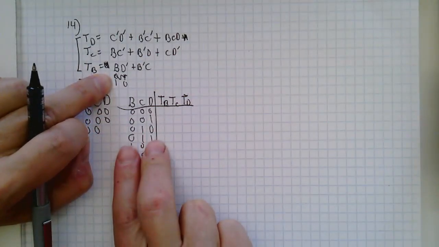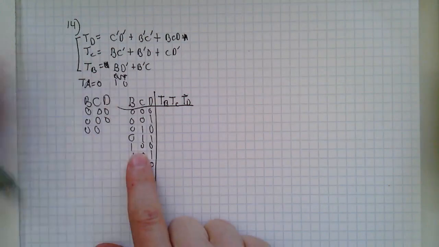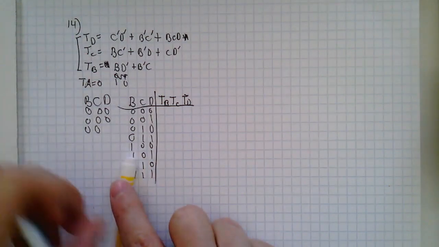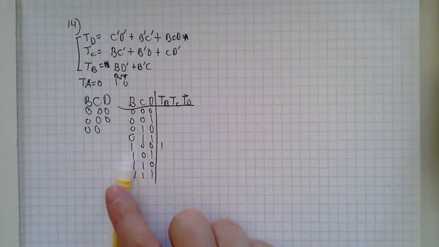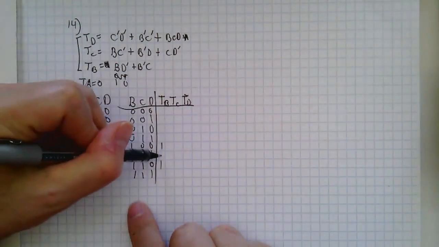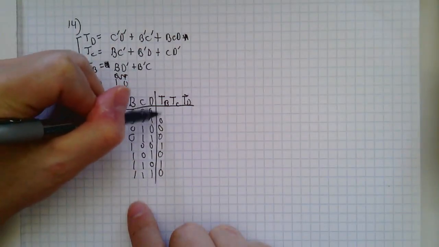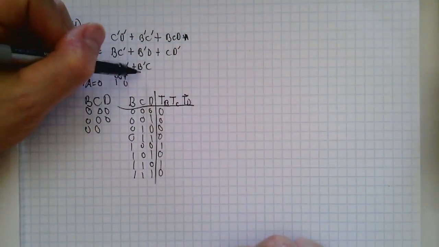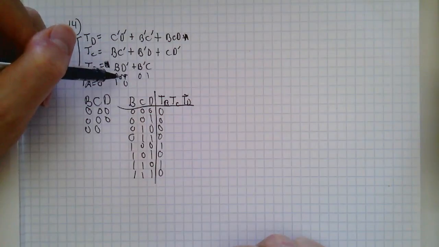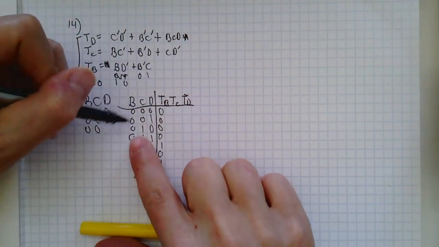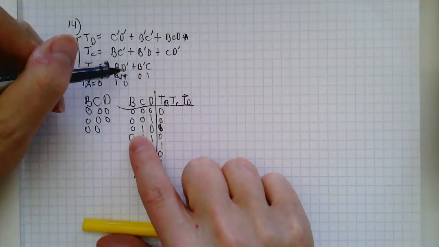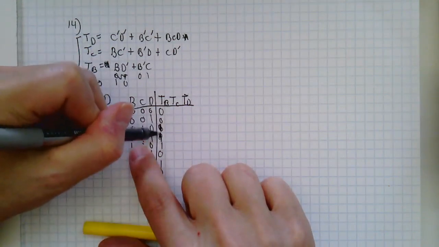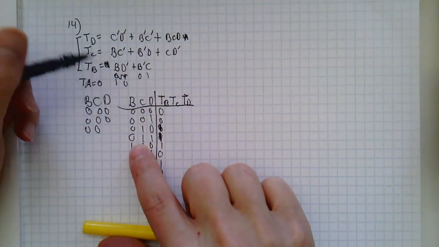And I see that here, and I see it here. All the rest are 0. If I see the pattern, oh, I missed this one, 0, 1. I've got to have 0, 1. It's going to be a 0. That's right, that's going to be a 1. Yeah, okay. Next one, T sub C.